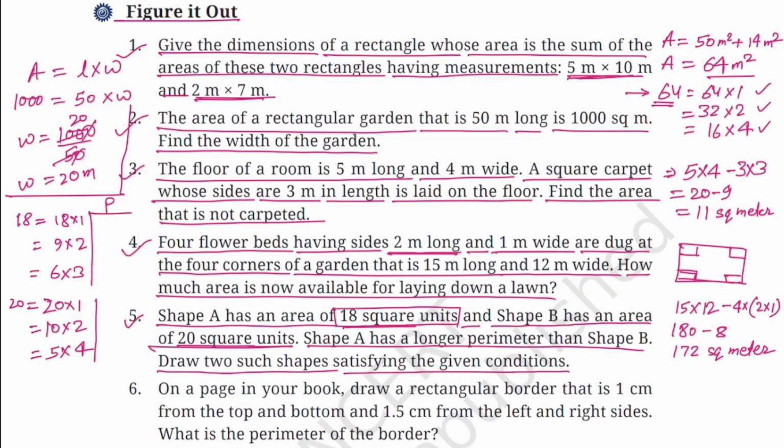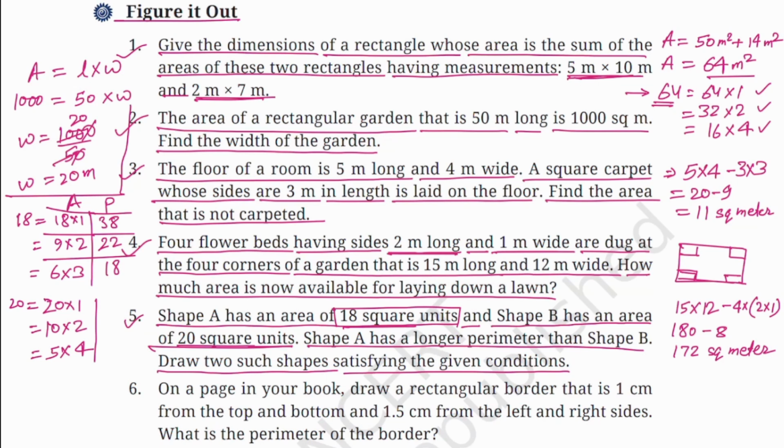Perimeter, if length and width is 18 and 1, that is 18 plus 1 into 2. 18 plus 1 is 19 into 2, 38. Similarly, for the second case, perimeter will be 9 plus 2 into 2. 9 plus 2, 11 into 2, that is 22. For the third case, perimeter will be 6 plus 3 into 2, that is 6 plus 3, 9 into 2, 18.